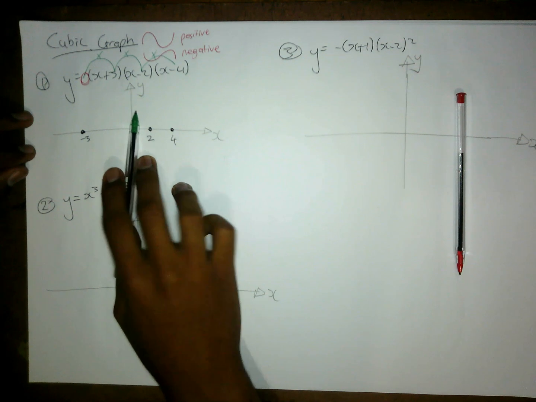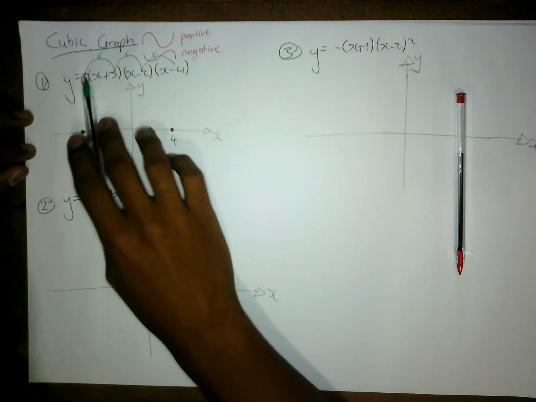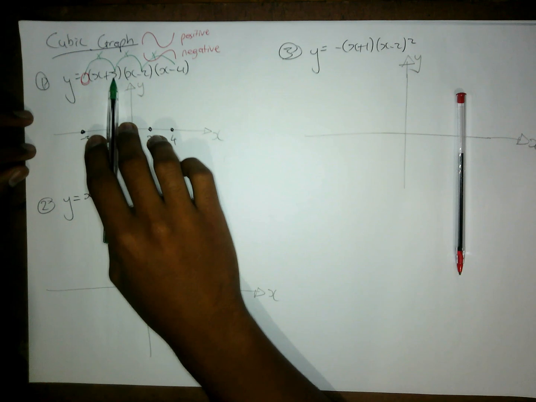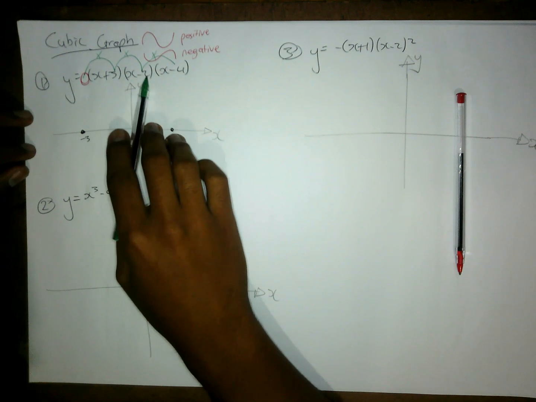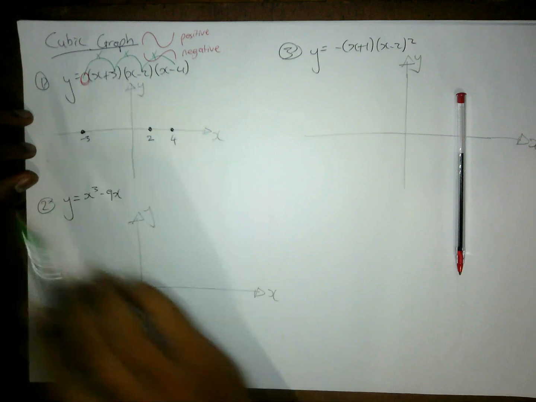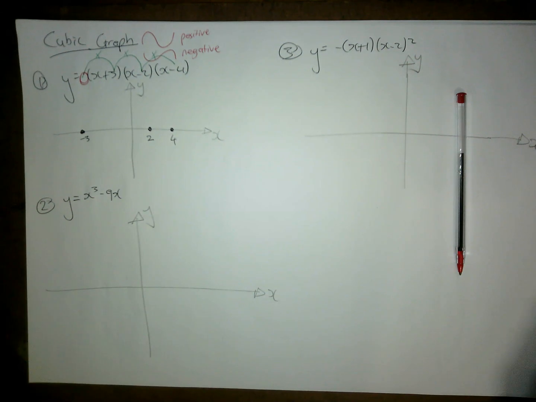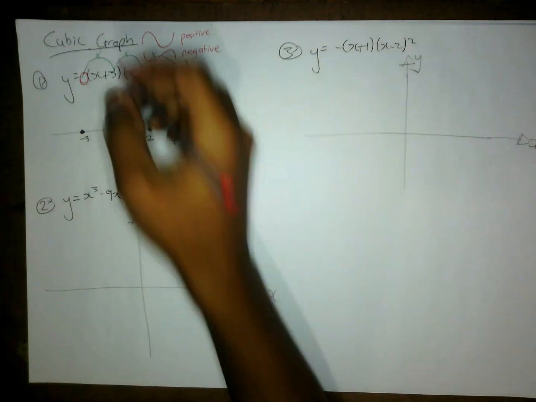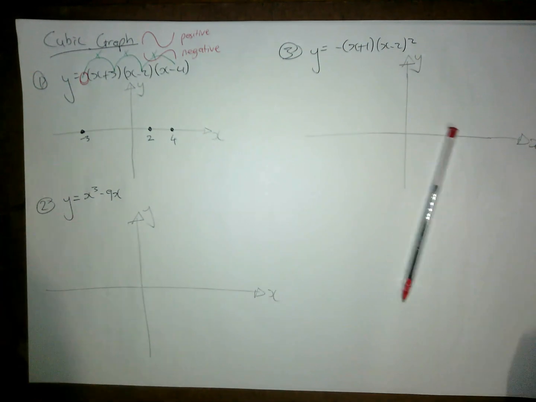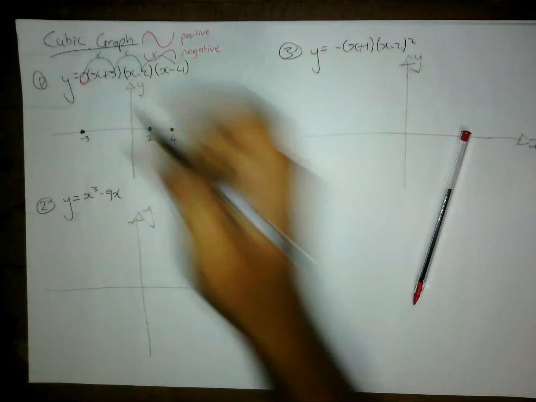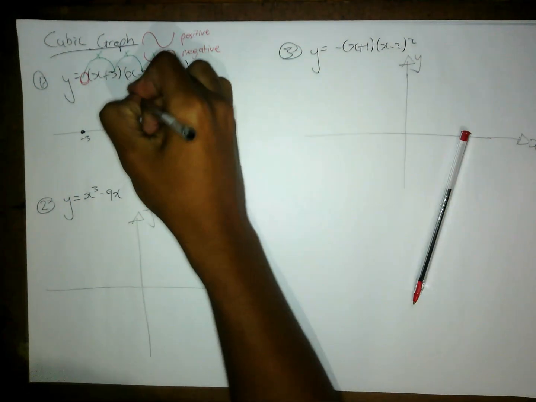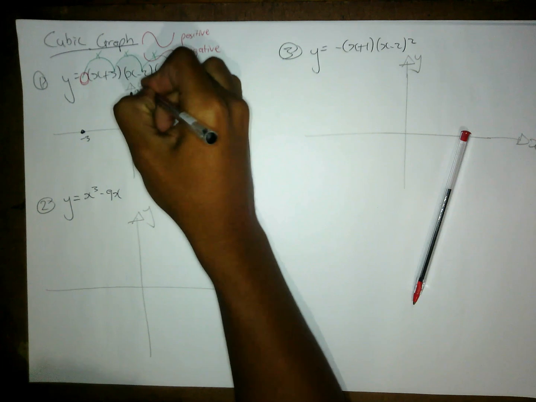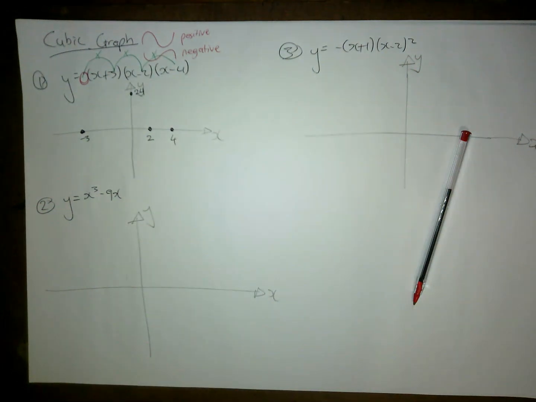So positive 1 times 3 is 3. 3 times negative 2 is negative 6. Negative 6 times negative 4 is positive 24. So we mark here our 24.